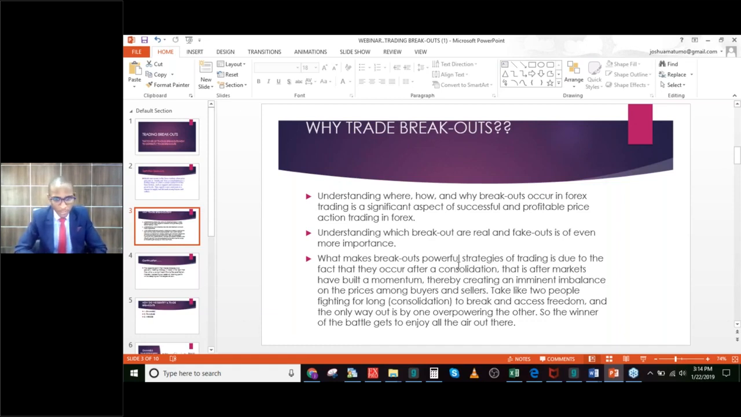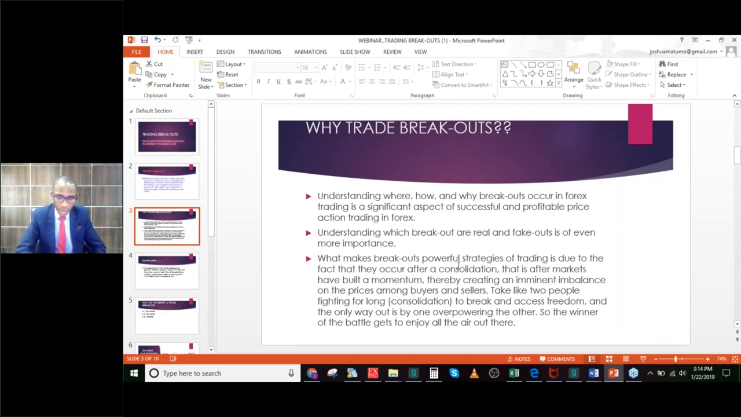The third point I'll cover on why we trade breakouts is that what makes breakouts powerful strategies in trading is the fact that they occur after a consolidation. That is, after the markets have built a certain momentum and a regular movement pattern, thereby creating an imminent imbalance in the prices among buyers and sellers. You remember my point about demand and supply, buyers and sellers. Buyers are swaying sellers, or sellers are swaying buyers and pushing the market. This is the same point.